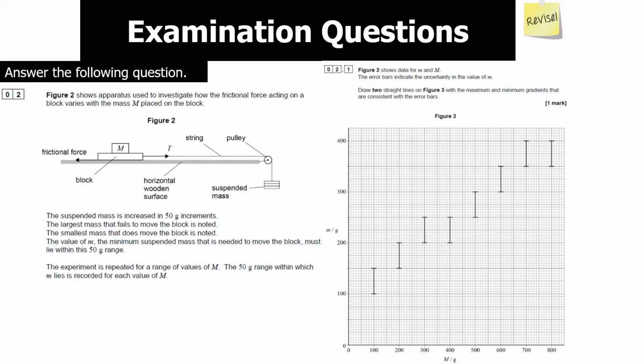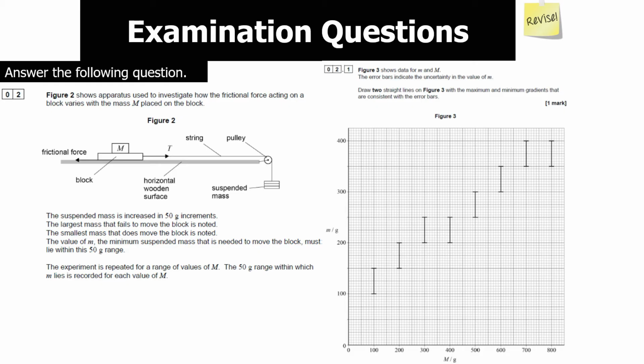The next question says, figure 2 shows apparatus used to investigate how the frictional force acting on the block varies with mass m placed on the block. The suspended mass is increased in 50 gram increments. The largest mass that fails to move the block is noted. The smallest mass that does move the block is noted. The value of m is the minimum suspended mass that's needed to move the block and must lie within this 50 gram range. The experiment is repeated for values of mass big M, and the 50 gram range within which m lies is recorded for each value of big M.